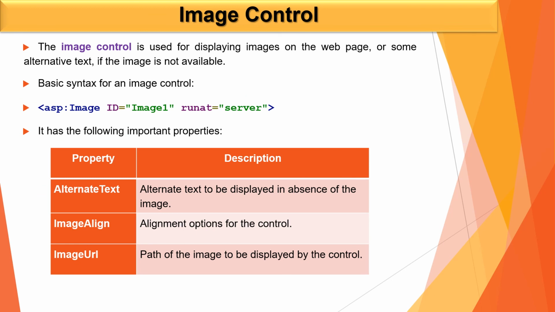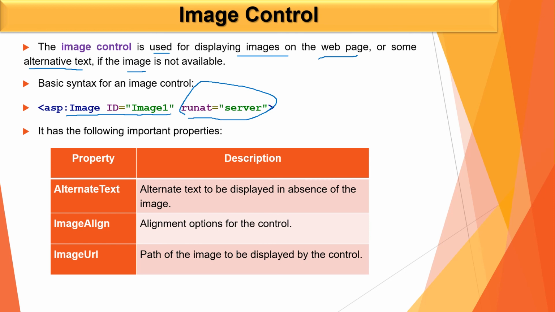Next is the image control. This image control is used for displaying images on the web page, and alternative text is also used for images when the image is not available for that control. Note the basic syntax which will be used: asp:Image ID equals "Image1", and the compulsory thing is runat="server".